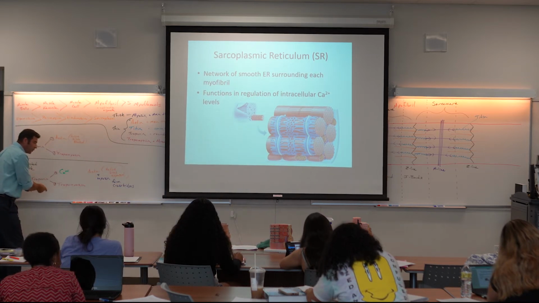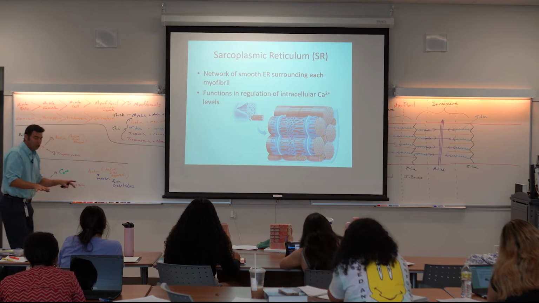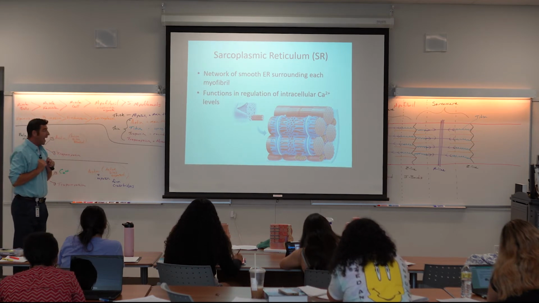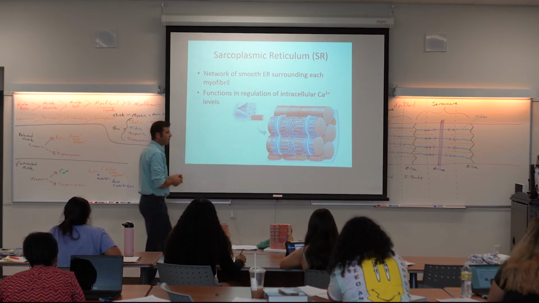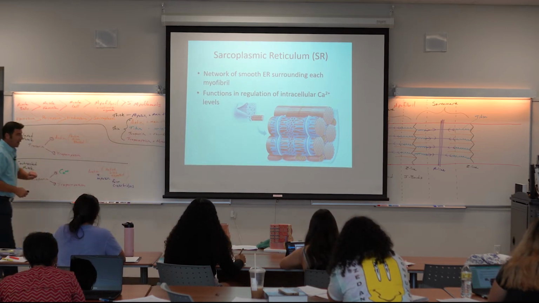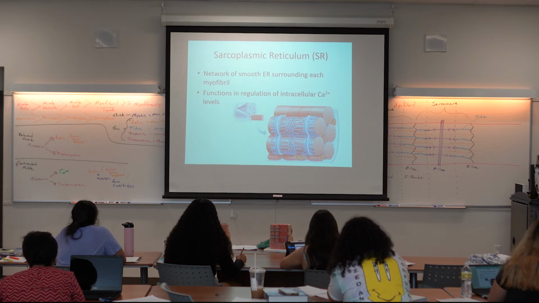If we want the muscle to relax, all we have to do is, like a vacuum pump, suck all of those calcium ions out of this sarcoplasm and put them back into that sarcoplasmic reticulum. If we can get rid of the calcium ions, then that's going to lead to the muscle relaxing.